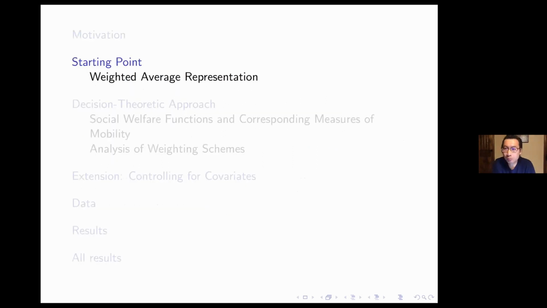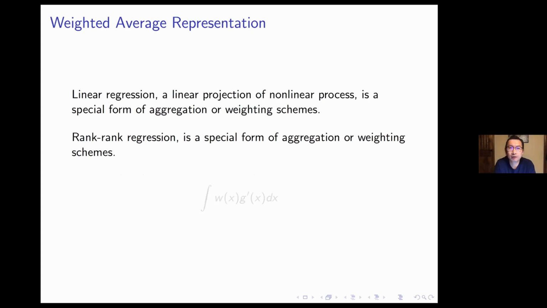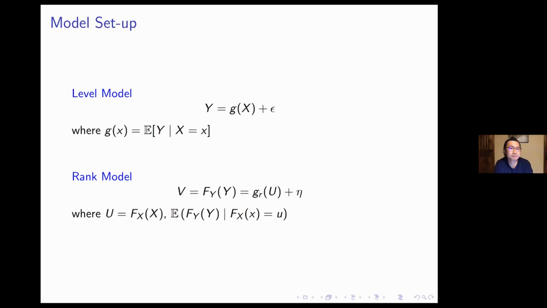So now the starting point is the weighted average representation that I alluded to earlier. Thinking about linear regression, coming back to Stephen's point, is nothing but a linear projection of a nonlinear process, right? It is a special form of aggregation of weighting schemes. A rank regression is a special form of aggregation of weighting schemes as well. And what we are thinking about is this particular type of weighting scheme, okay? Any aggregation that we have in mind has this form. And the question that differs is what exactly goes into this omega X, the weighting scheme.